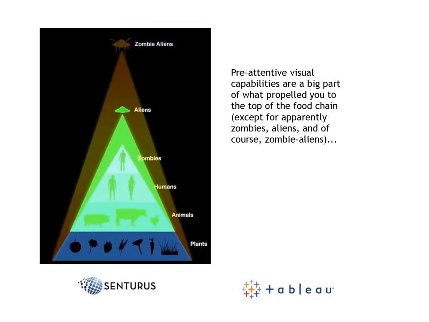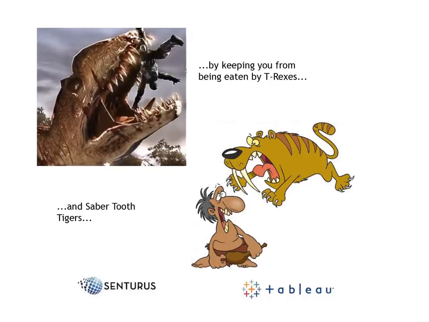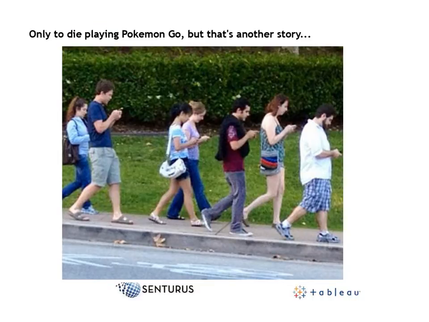So the point is, though, that as far as beyond zombies and non-earthly creatures, we are technically at the top of the food chain, and that is largely as a result of what are called your pre-attentive visual capabilities and your enlarged cerebral cortex. Well, why is that important? Well, because it helped keep you from being eaten by T-Rexes and saber-toothed tigers and allowed you to reproduce and populate the earth. Only to die playing Pokemon Go, but that's a whole different topic.